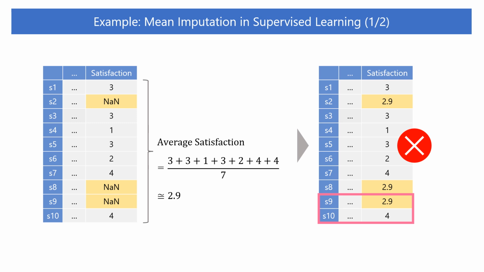If we were to use these two data points as test data, the missing data in the training data will be imputed with information that contains the information from test data.